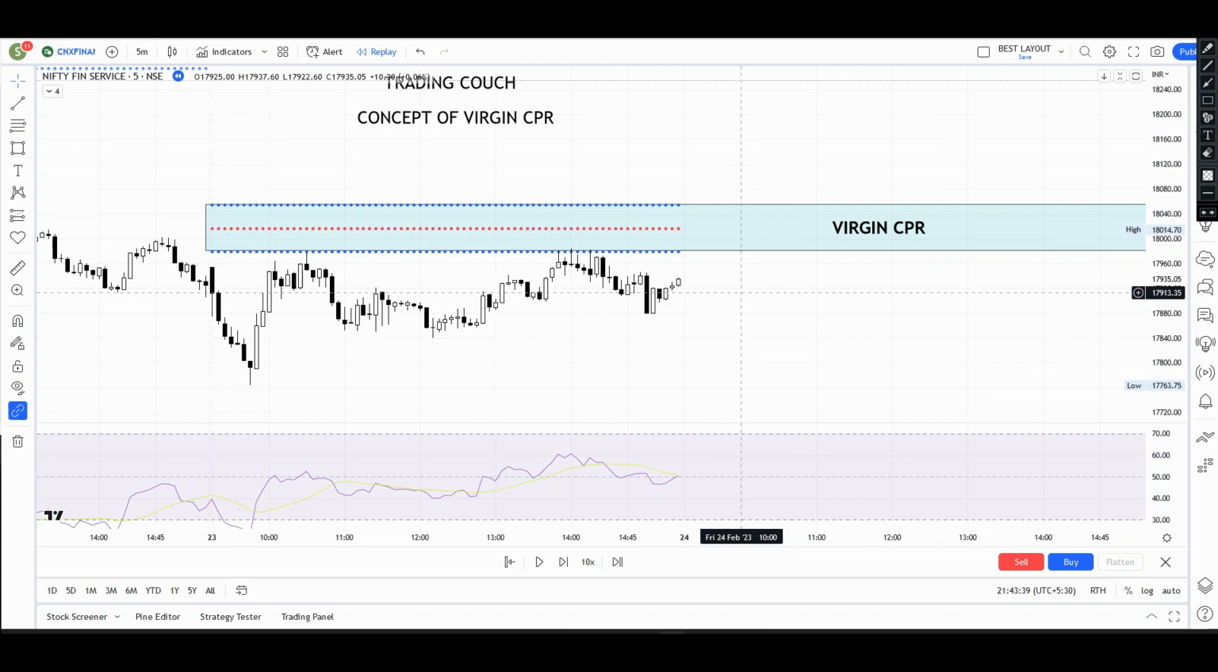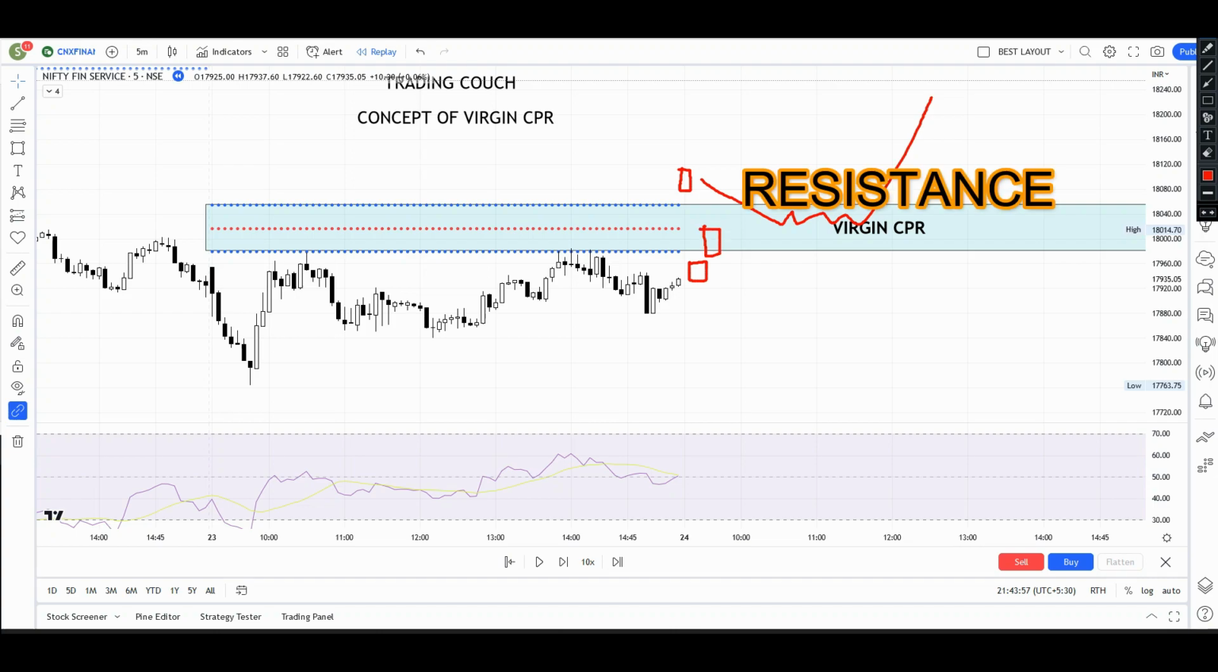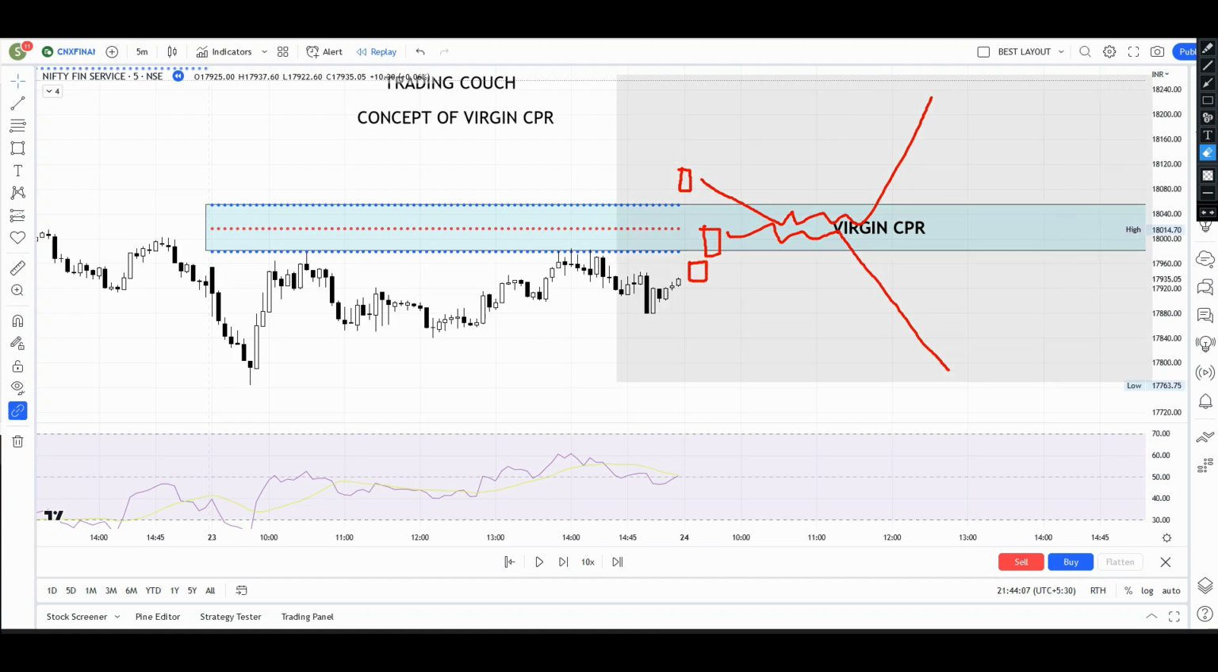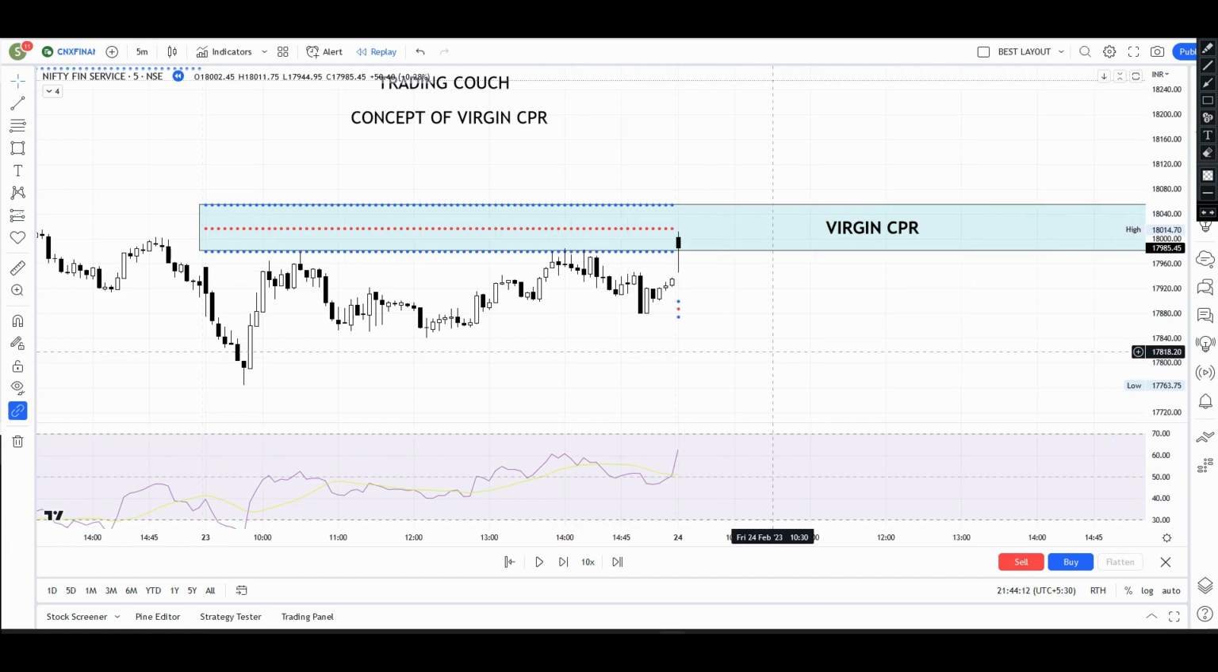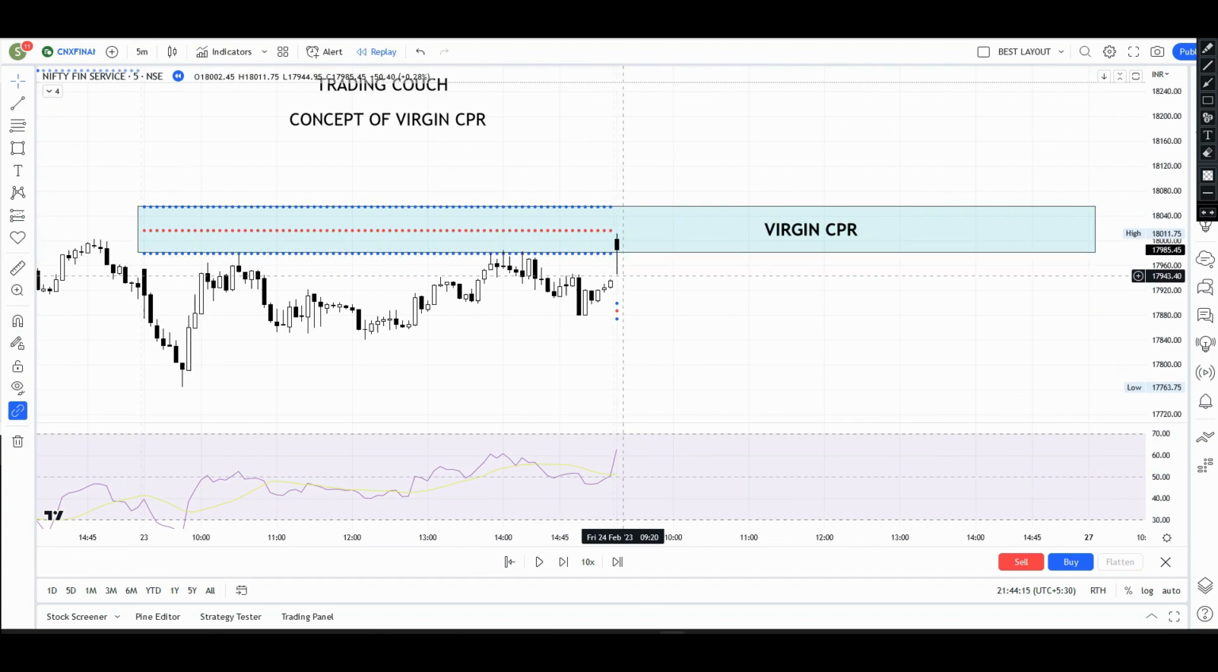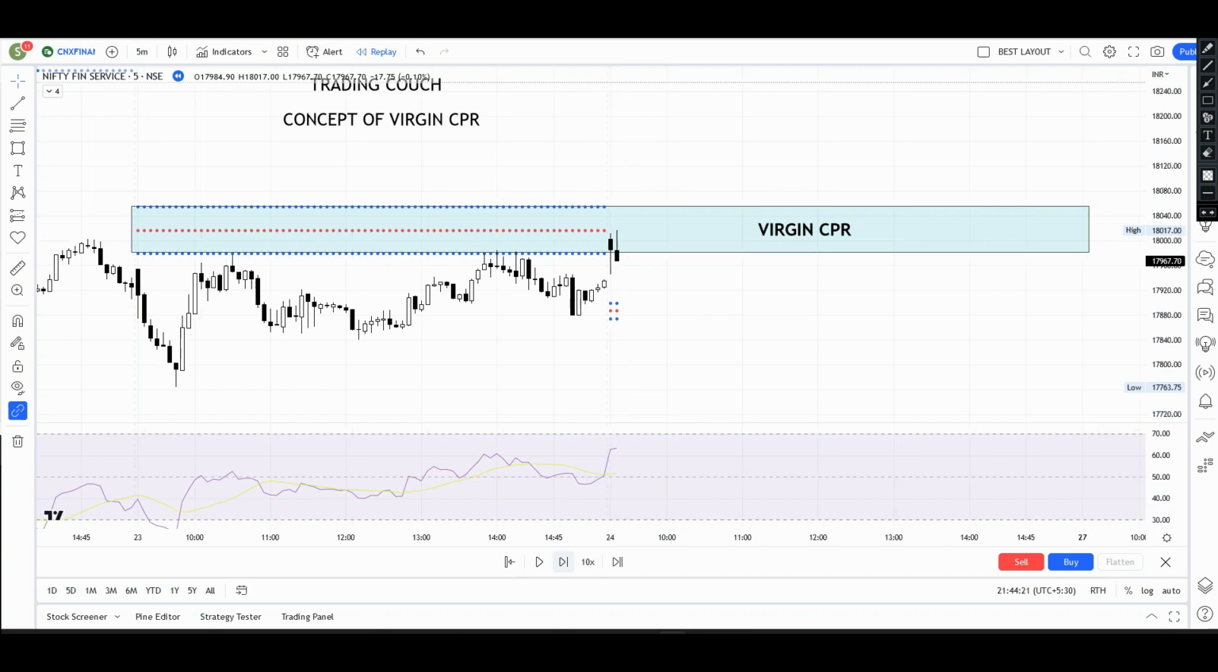Here the prediction for the next day's market is that if the price gaps up, this virgin CPR can act as a strong support and the price might continue to move up, and if the price opens below the CPR and tests this zone, then this virgin CPR can act as a resistance and push the price further down. So let's see what happens in this given example. You can see that the price opened at the virgin CPR, and now it is below the CPR. Let's see what exactly happens here.